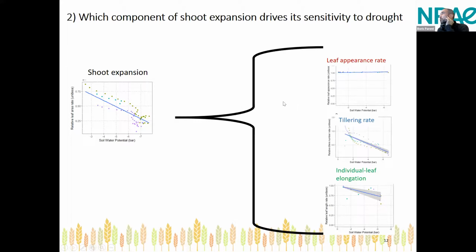And we try also to understand which component could explain the sensitivity of shoot expansion to soil water potential. So we linked this shoot expansion to the sensitivity of the three components here.